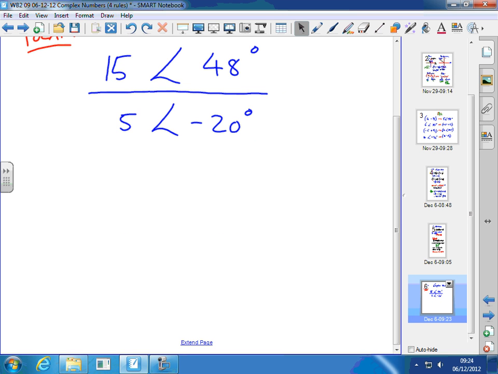Now, if you remember the statement we wrote down for the multiplication, what do you think I'm going to write for the division? Right, so what do I do with the moduli? Divide the moduli and subtract the arguments, yes.